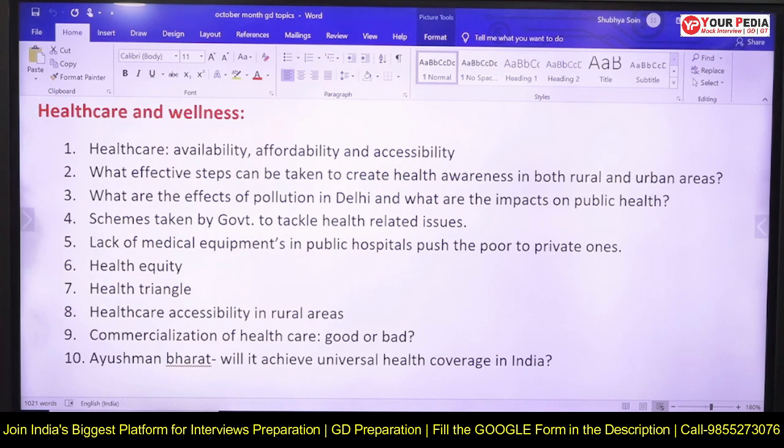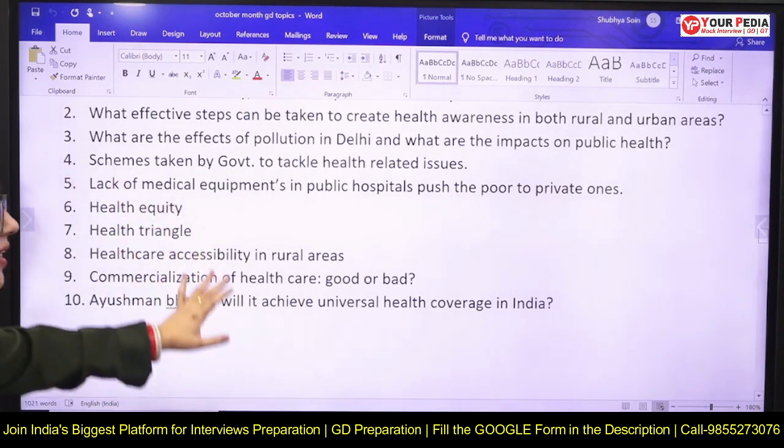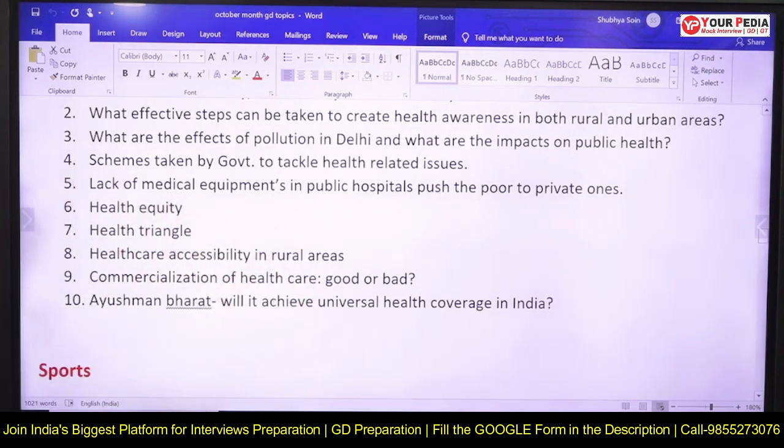Lack of medical equipment in public hospitals pushes the poor to private ones. About health equity, these are terminologies you should be very much aware of. Health triangle, what does it signify? Healthcare accessibility in rural areas.